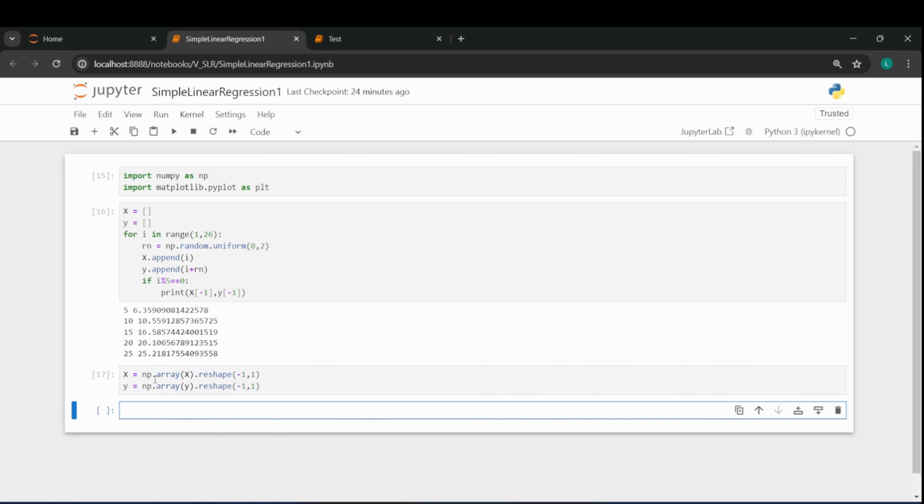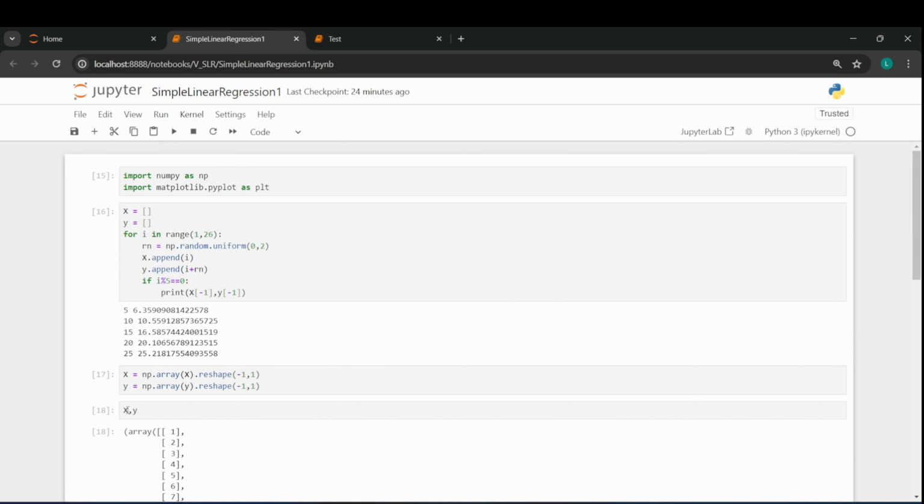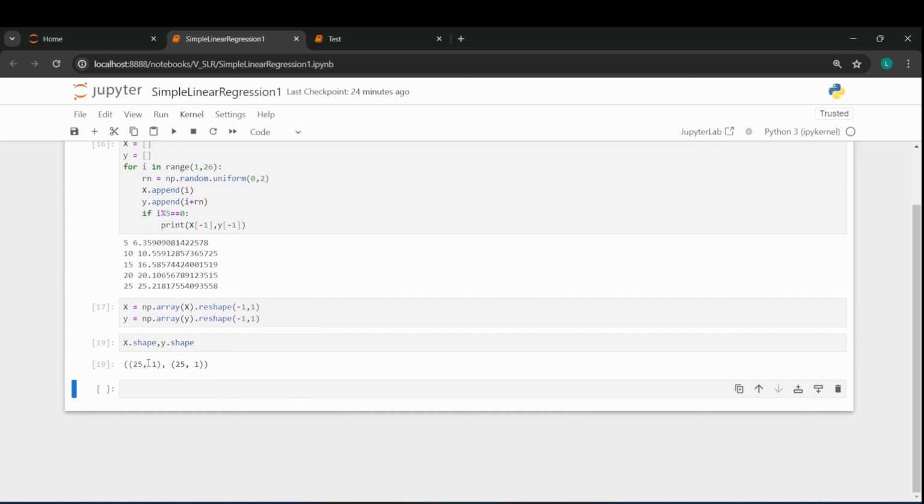Okay, now this np.array of x will convert this list x into a numpy array, and then I reshaped them into a two-dimensional array. Let's see how x and y look like. So this is how x looks and this is how y looks. It's good. Let's also print their shapes. So x is a two-dimensional array with 25 elements in it, and y is also a two-dimensional array with 25 elements in it.